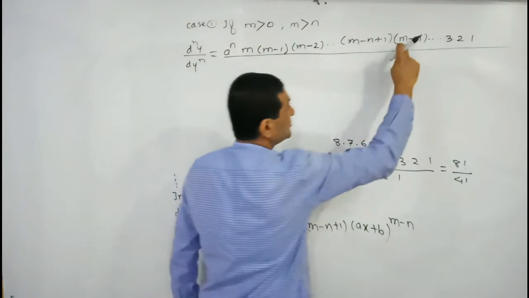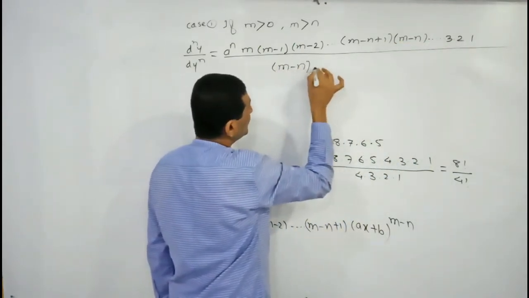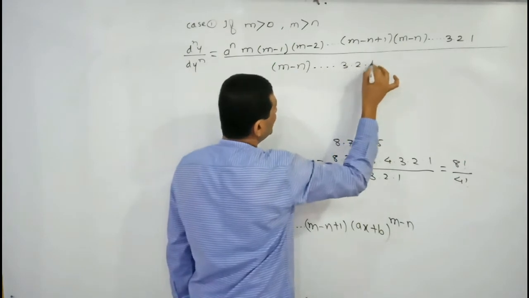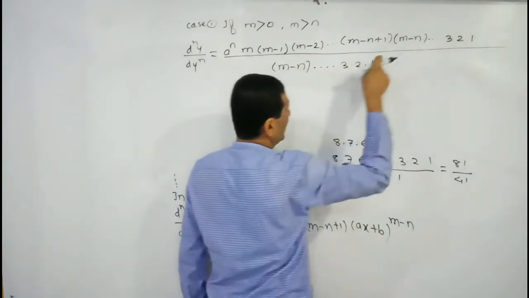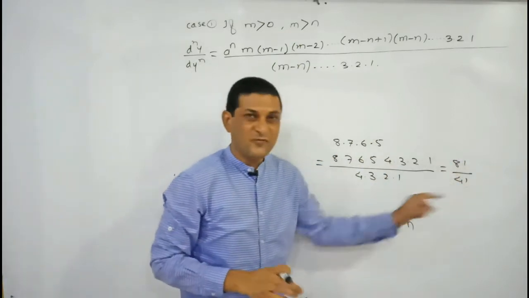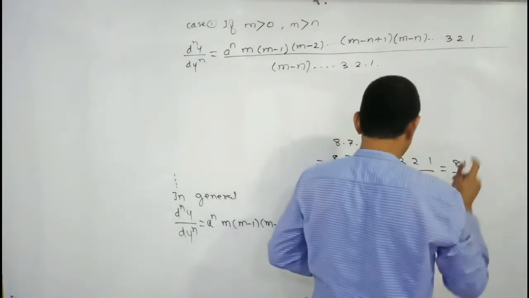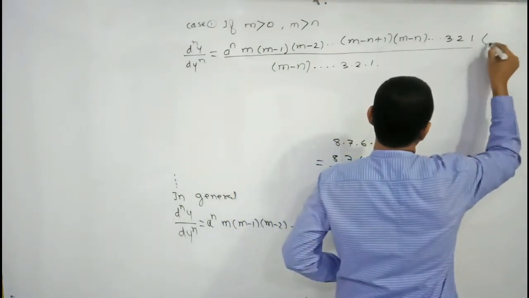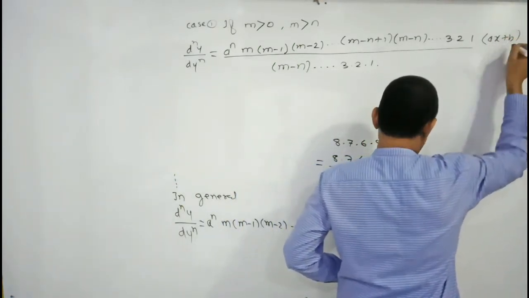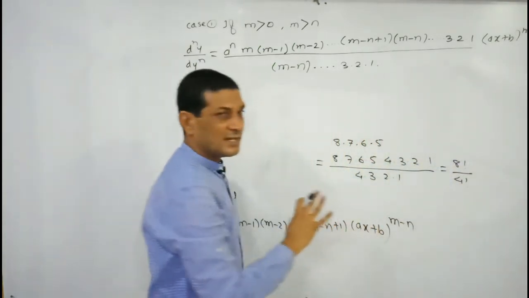Now we have arranged which numbers here? m minus n into 3 into 2 into 1. We are multiplying by this term, and that's why I'm dividing by this term, so that we are able to convert in the form of factorial. Try to understand it. Now keep this last term as it is. Which is the last term here? (ax plus b) raised to power m minus n. Keep it as it is. We are not disturbing this last term.